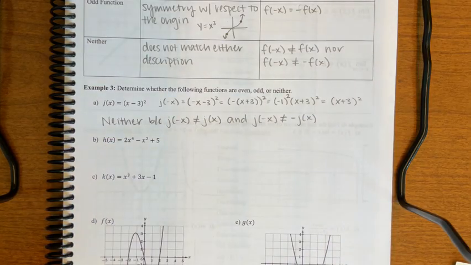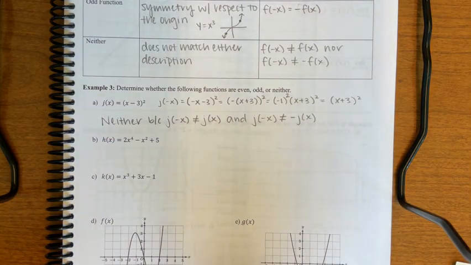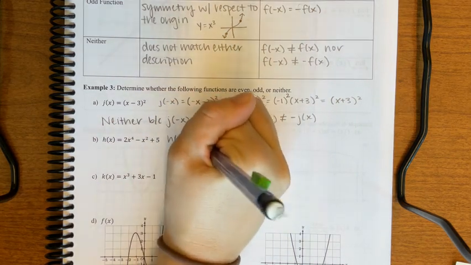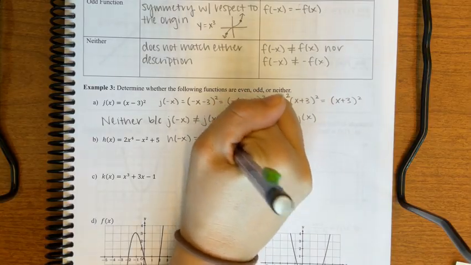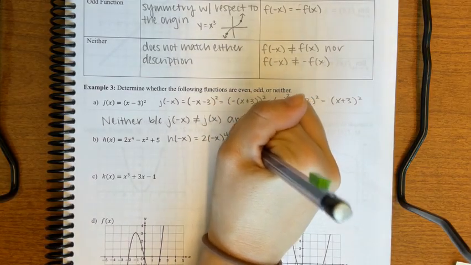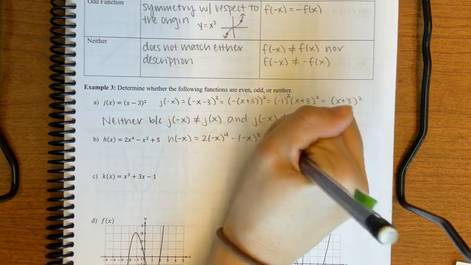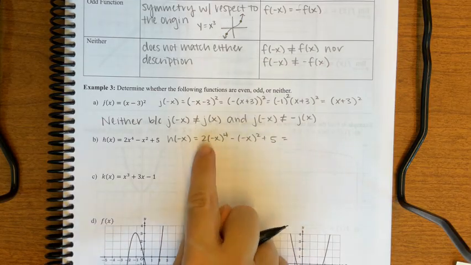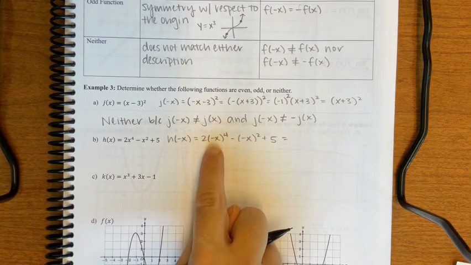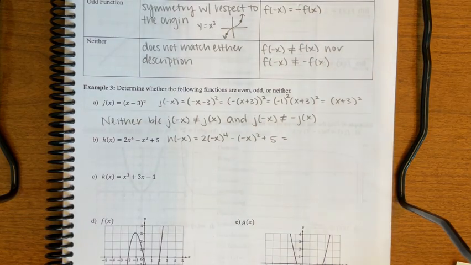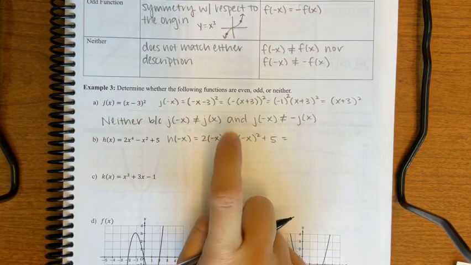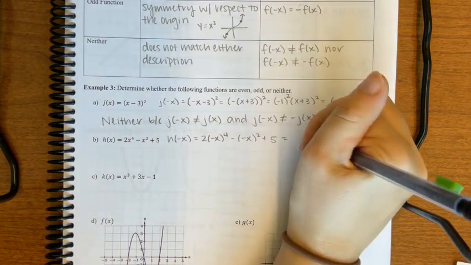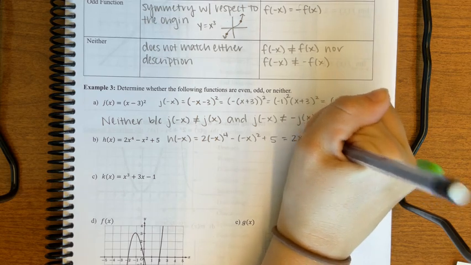Okay, next one we're going to look at is h of x. Okay, h of x is equal to 2x to the 4th minus x squared plus 5. So again, we're going to plug in a negative into all of my x's. So I'm going to have 2 times negative x to the 4th minus negative x squared plus 5. Okay, so going from here, I know that if I have a negative to any even power, that's just going to end up undoing all of those negatives because this is negative x times negative x times negative x times negative x. Since there's an even number of them, it will end up being positive. So I have positive 2x to the 4th.